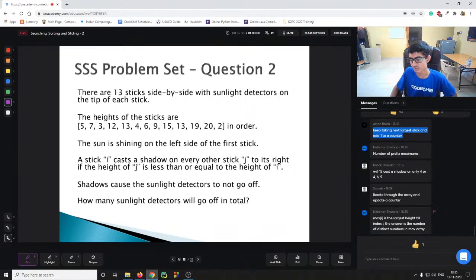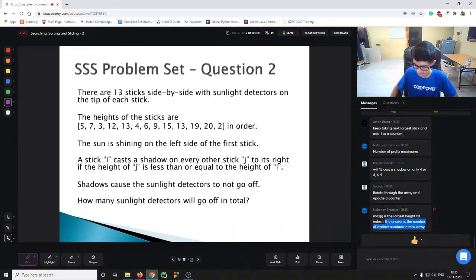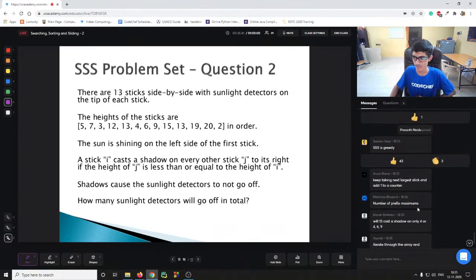Yes, Nishay, you are right. So he means that max of i is the largest height till index i. The answer is the number of distinct elements in the max array. This is exactly the answer.